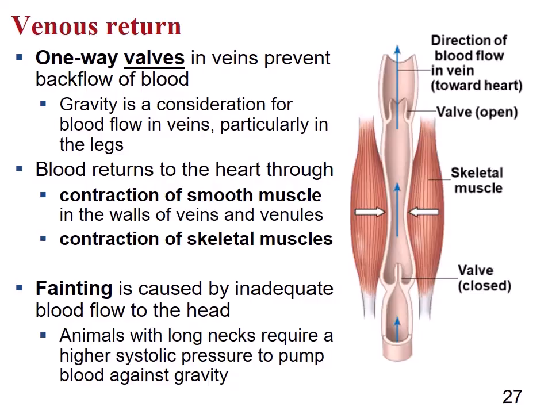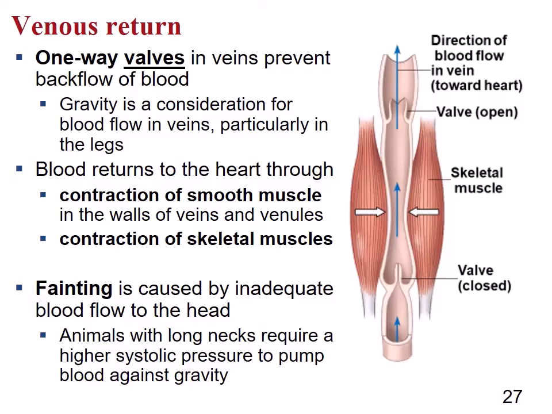All right, so we got the blood out of the heart, into the arteries, to the capillaries. We did some exchange, and now we have to get the blood back to the heart. So venous return is getting that blood back to the heart. So we already said the pressure is lower here, but we do have valves that prevent backflow of blood. Gravity is a pretty important consideration with blood return.